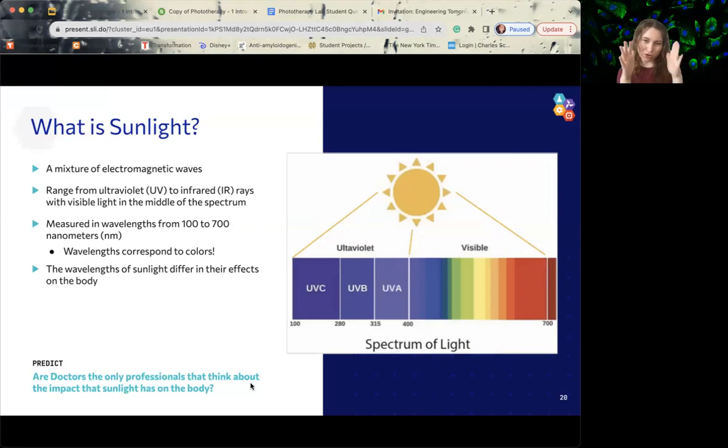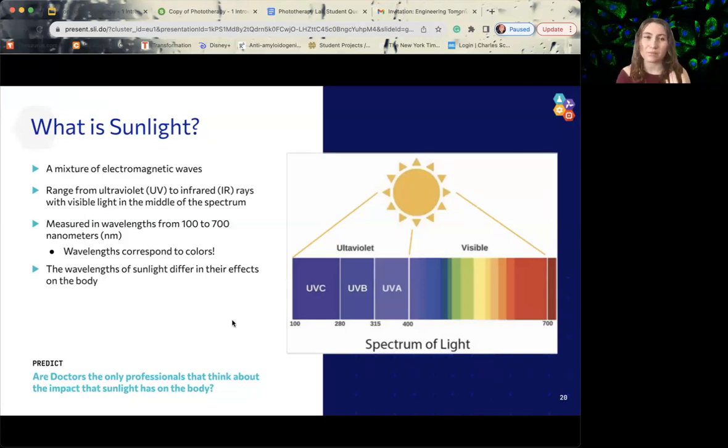When you have them really scrunched together, going up and down really quickly, that has a lot of energy because it has a very high frequency. And that's where you start to get into the ultraviolet range. So the wavelengths of light have different effects on the body, as we were talking about.